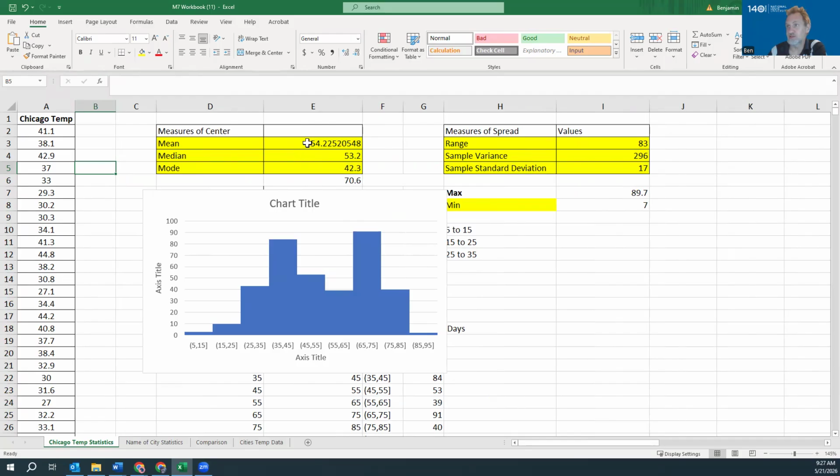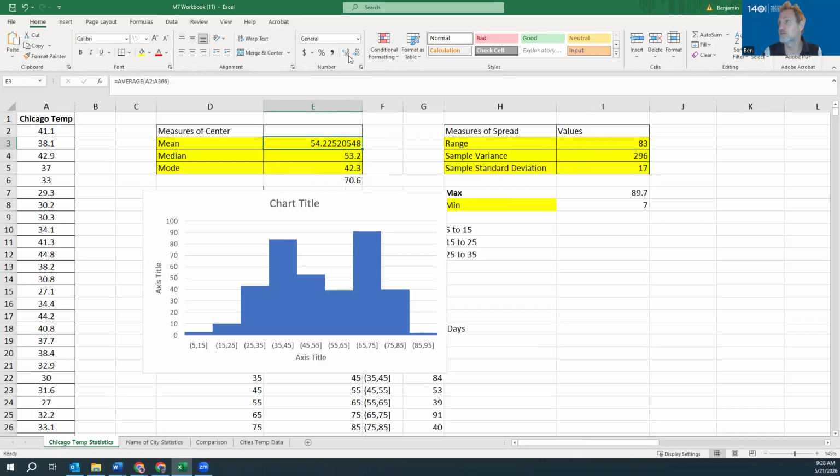And one thing to point out is that the mean comes out with 8 decimal places. In the milestone, it's very important that you format these so that you don't see that many decimal places, because you're going to want to talk about these things. And so what I would do is just highlight all of your statistics and then do some formatting here.